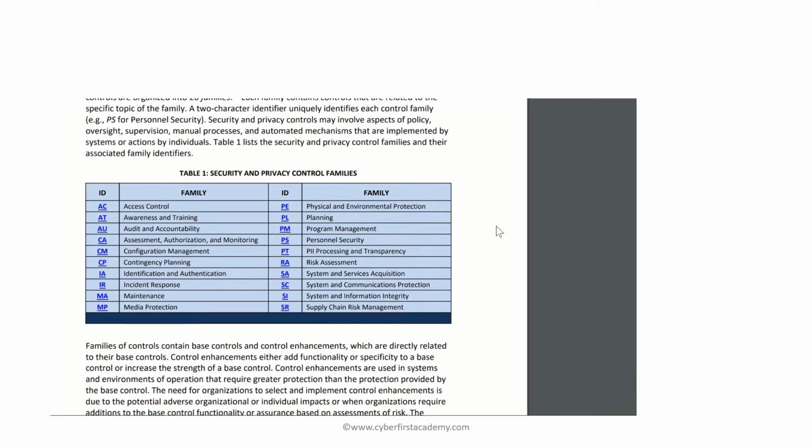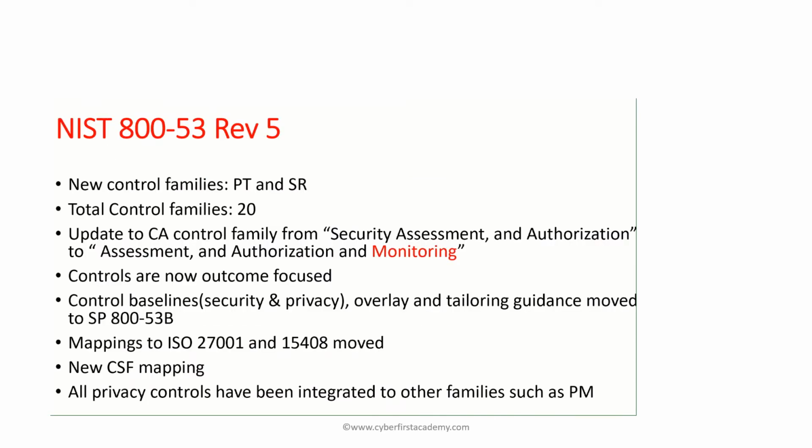So there are 20 security control families, and the newly added control families are PT, PII processing and transparency, and SR, supply chain risk management. If you also notice here, the CA control has been updated from security assessment and authorization to assessment, authorization, and monitoring. So NIST 800-53 Rev 5 has new control families, PT and SR, a total of 20 control families. We talked about the changes to the CA family.